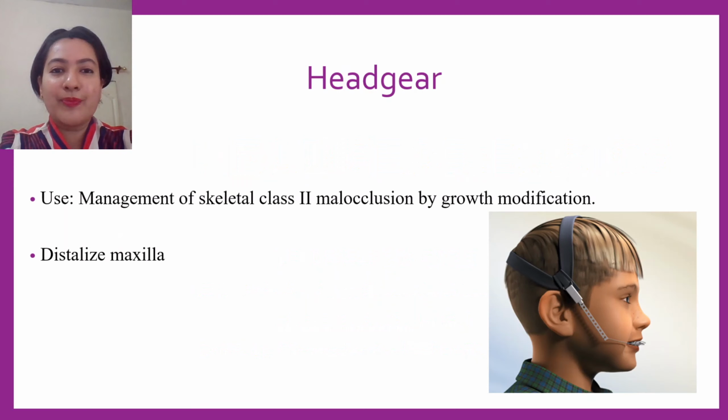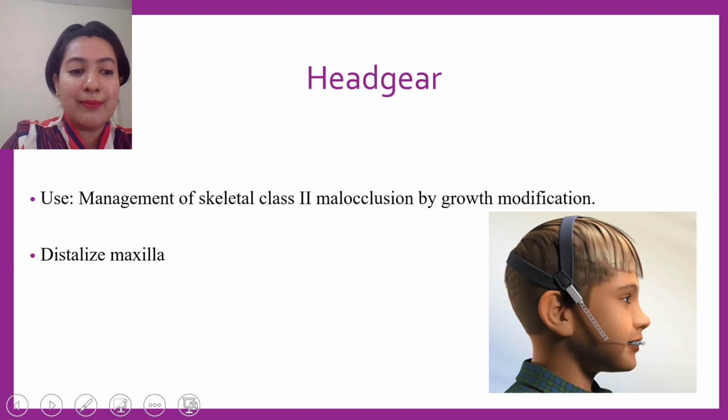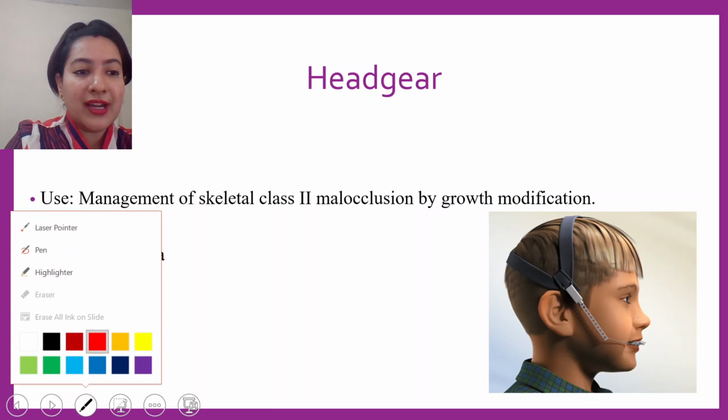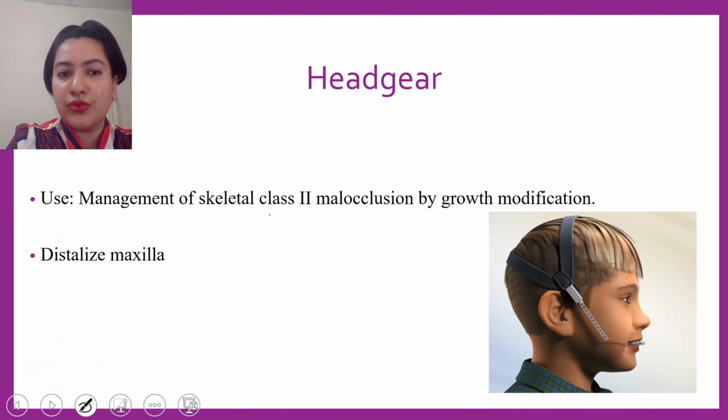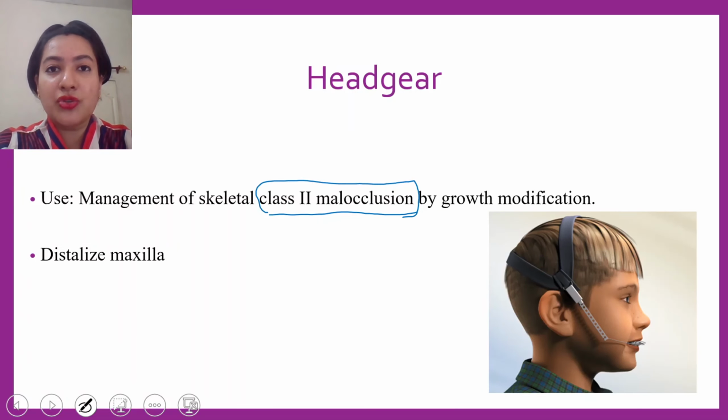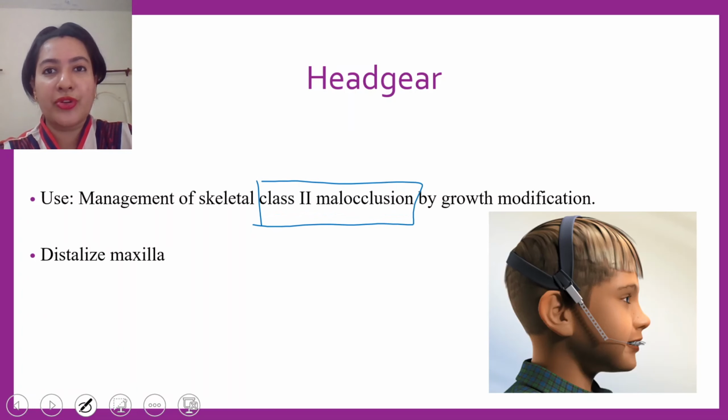So what is headgear? See, headgear is an orthopedic appliance, okay, which is worn extraorally by the patient. Now, a headgear is used in management of class 2 malocclusion. So this is the use of headgear. Headgear is given in a patient of class 2 malocclusion. In the previous video, we have seen the extraoral features of class 2 malocclusion. Either the maxilla can be protracted or mandible can be retruded.